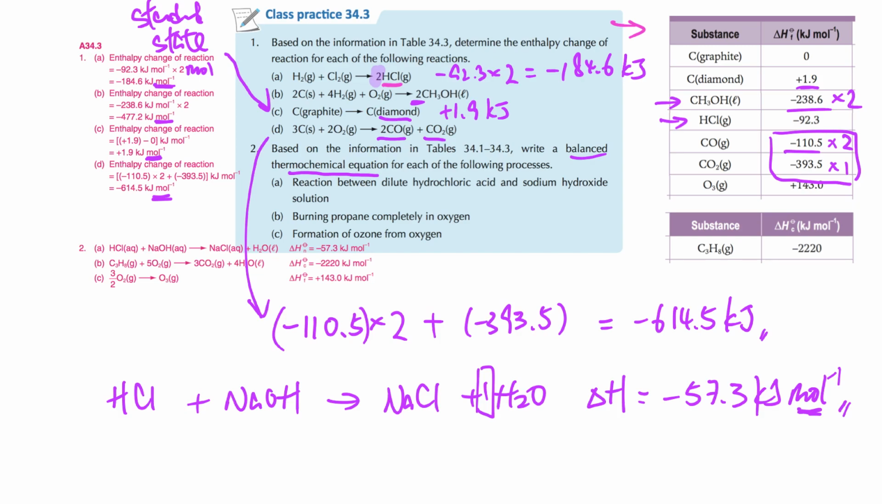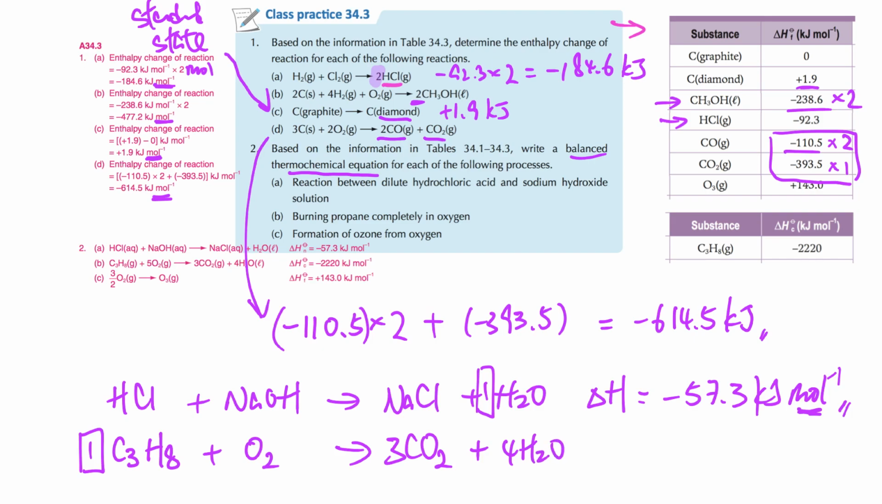And then B, burning propane completely in oxygen. Propane should be C3H8 plus O2. Remember, this one has to be kept at 1, so therefore you have 3 CO2 and also 4 H2O. So in total should be 10 O, so you have 5 O2 here. For delta H, remember you try to put this down like standard enthalpy change of neutralization, standard enthalpy change of combustion. For propane it will be negative 2220 kilojoule per mole, again per mole because it is per unit mole of propane.